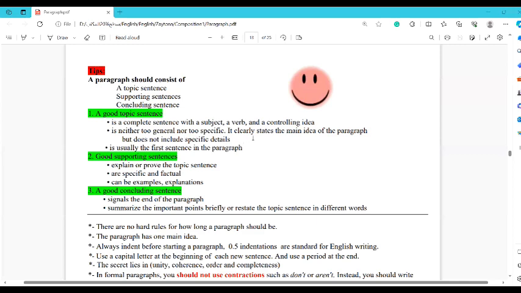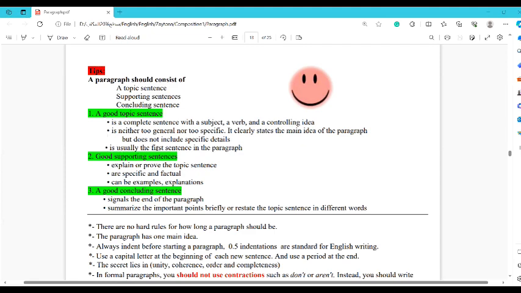So it tells the reader about the main idea. The topic sentence tells the reader about the main idea, but it doesn't include specific details, because if you include specific details in the topic sentence, there is no need to write the rest of your paragraph. So you need to have the details in the body, not in the topic sentence.